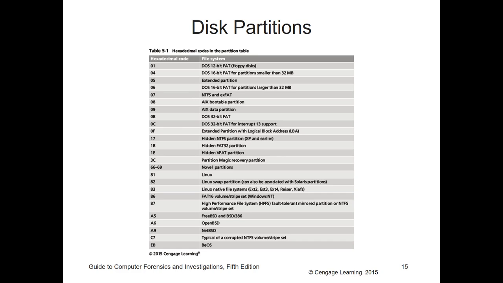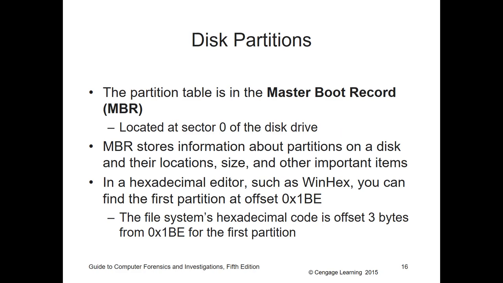Here are the different hexadecimal codes for our disk partitions. If we're talking DOS, if we're talking NTFS, if we're talking Novell, certain types of Linux, OpenBSD, FreeBSD, all of these are the appropriate hex codes for our different types of disk partitions. So in Windows, we have 2 primary types. We have MBR, also known as Master Boot Record, but we also have GPT.